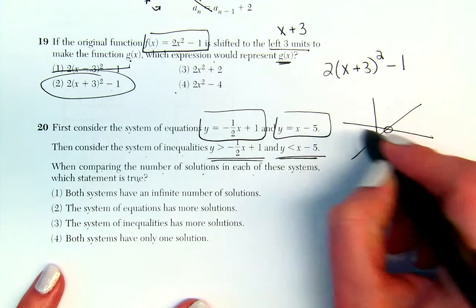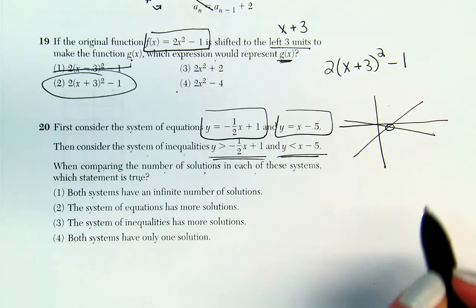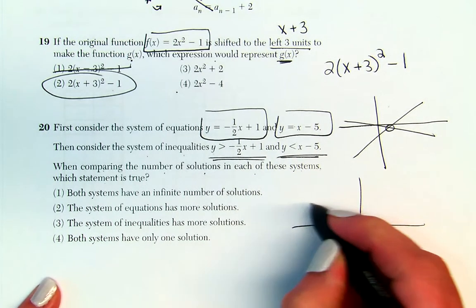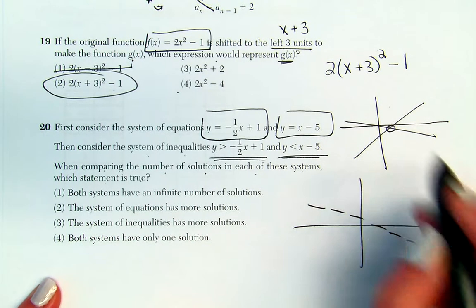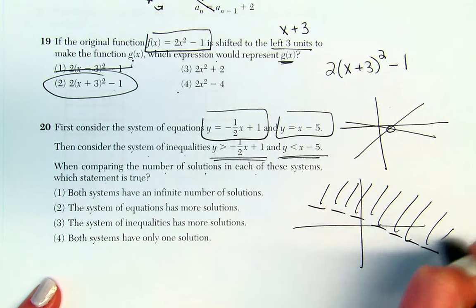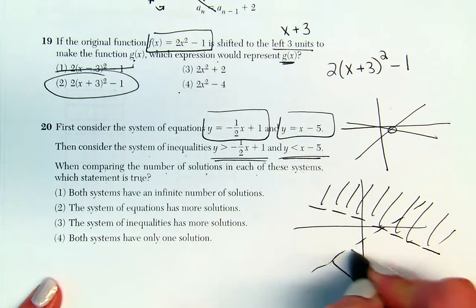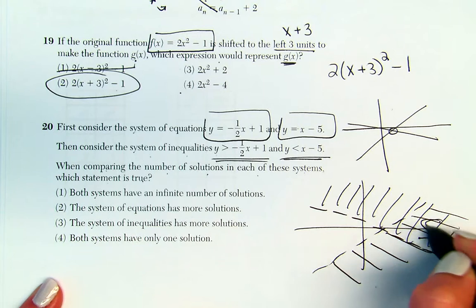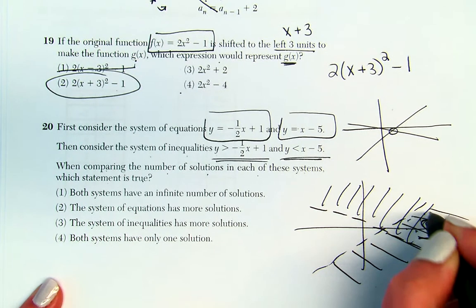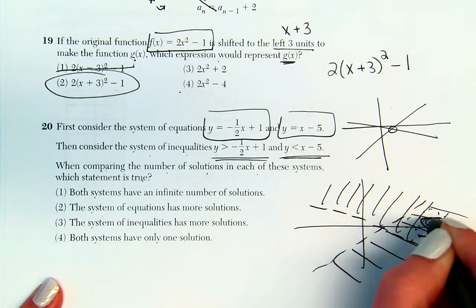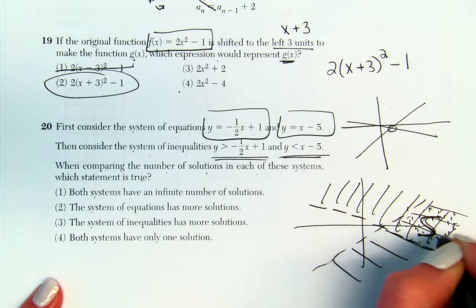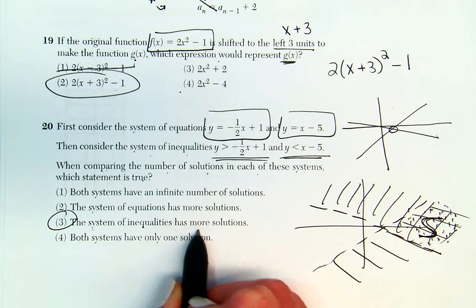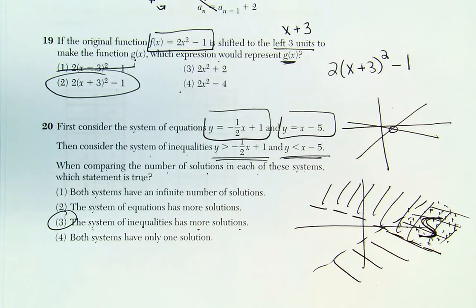If this is our x-axis and y-axis, when you have a system of inequalities, the idea is that when you graph it, this is what the first one will look like. And then I have to graph the second one. You will have a double shaded area that represents all of your possible solutions. So I have an infinite amount of answers here because they're all in this double shaded solution. So the answer is choice 3, the system of inequalities has more solutions.